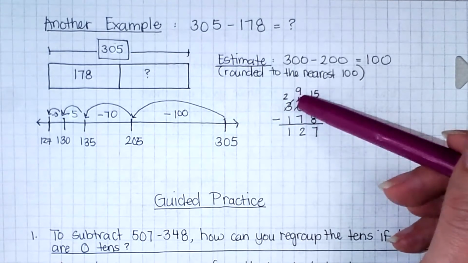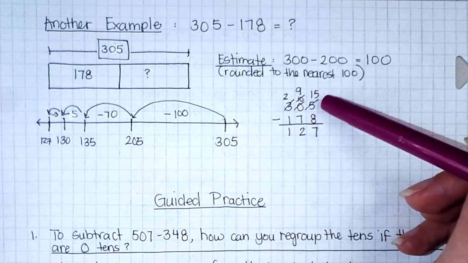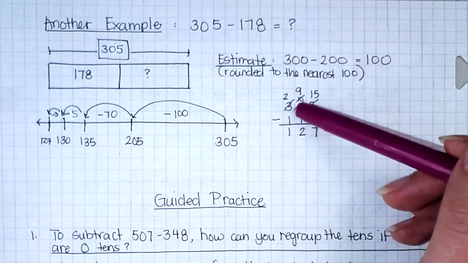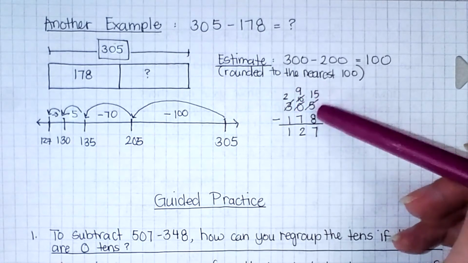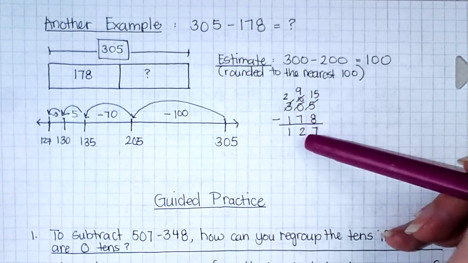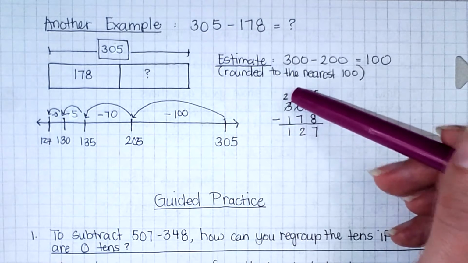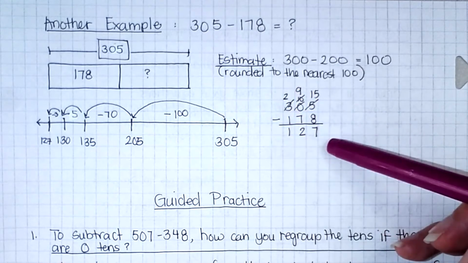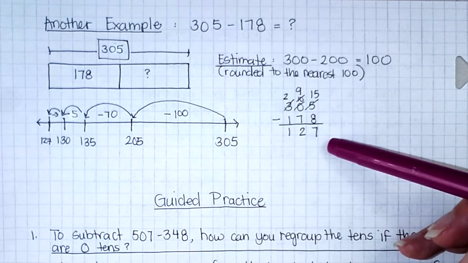Now, I needed to take one of those tens and break it into ones. So it wasn't 10 tens here anymore. Now it was 9 tens. 15 take away 8 gave me 7. The 9 tens that were left over minus the 7 tens gave me 2 tens. And then 2 minus 1 gave me 1. So here I also got to 127.